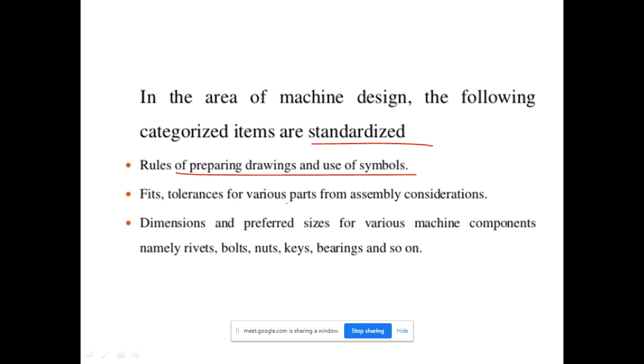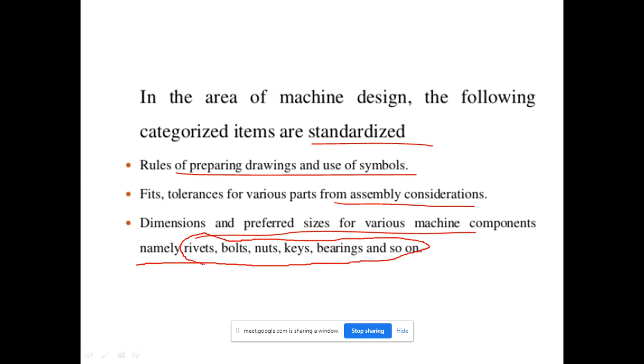Fit tolerance for various parts from assembly considerations, dimension preferred sizes for various machine components, namely rivet, bolt, nut, key, bearing, and so on. These are all the mechanical components, and how you can go for designing all those mechanical components is absolutely standardized. Like in the ACDL lab, I have already told you the design procedure for muff coupling, for the knuckle joint, cotter joint. All those dimensions are absolutely standardized as per certain codes, so you cannot change that.